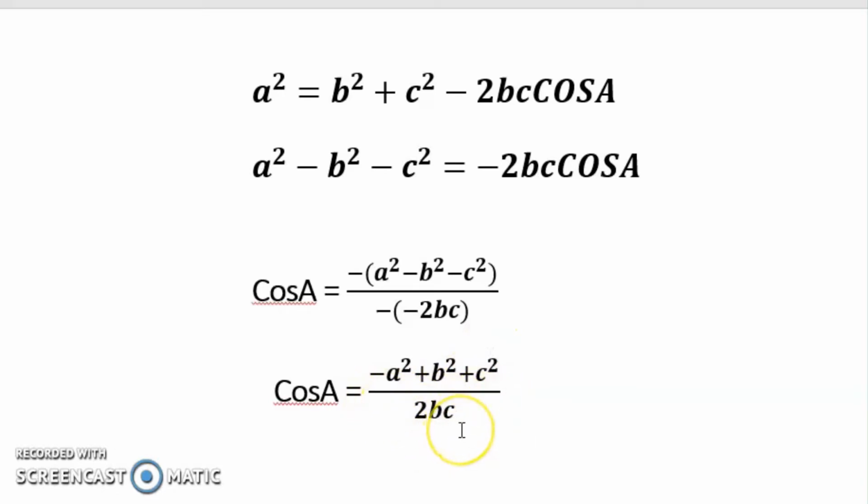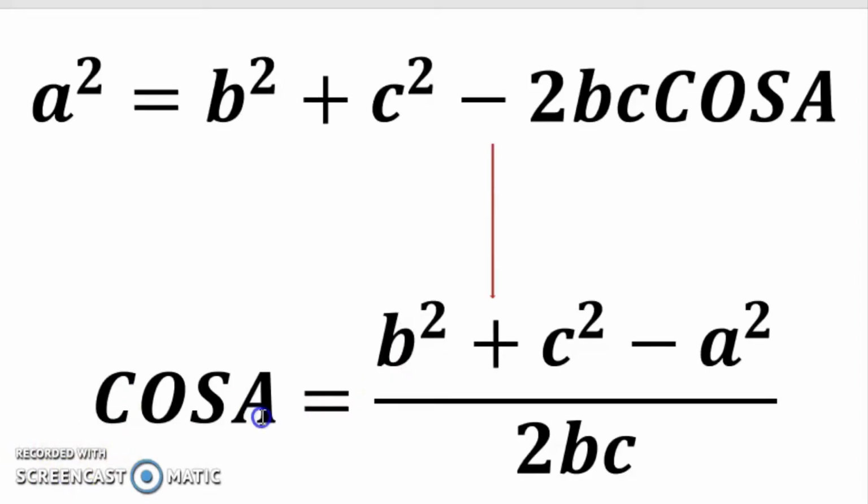Now, the last step here will be to interchange this. I want to take minus a squared to the last. Let b squared plus c squared come forward. So if I am interchanging it, I have cos A is equal to b squared plus c squared minus a squared all over 2bc. So these two formulas are the same.